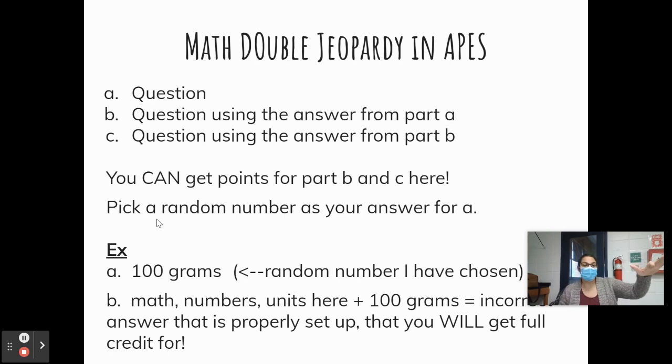Okay? And you're going to get an incorrect answer that is properly set up. So you will get the points for having it properly set up. You will get the points for having a correct answer with the units that you put in there, because you put 100 grams for A. You won't get any points for A, but you will get full credit for B. So please don't get frustrated with the math. There are a lot of little things you can snag here and there when you have no clue how to do a free response question.